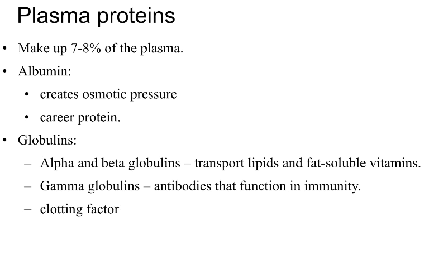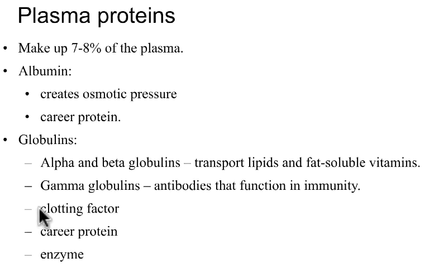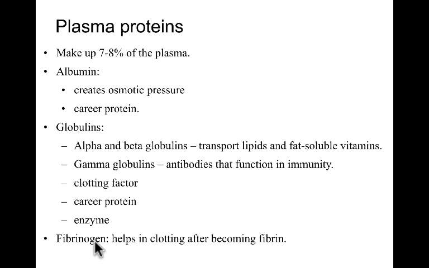Some clotting factors, except fibrinogen, are globulins. Some enzymes are globulins. Globulins can be carrier proteins. Which one is the more important carrier protein? Albumin, because by far this is the most common protein in the blood. But some globulins can also carry molecules. And the third protein that we mentioned a few minutes ago is fibrinogen. Fibrinogen also is a clotting protein, but it is not a globulin.